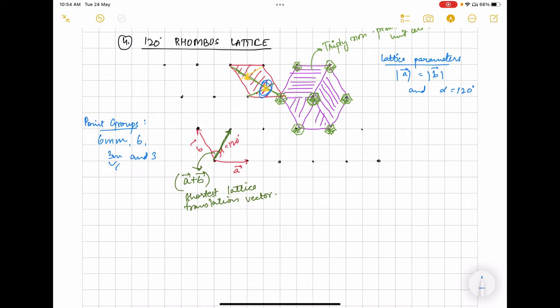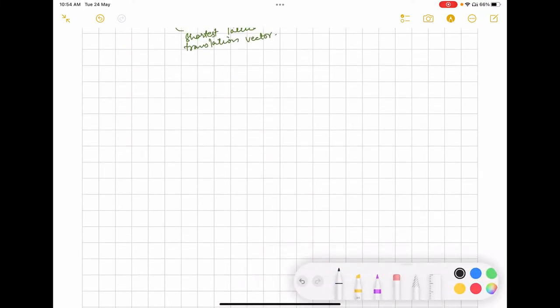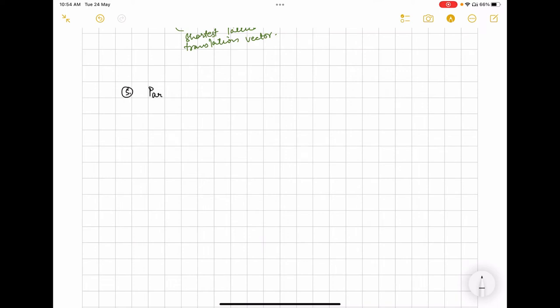Now we have two-fold axes as well along these lines. Here we have a two-fold rotation axis, since after a 180 degree rotation, this point can transform to this one. So we have two-fold rotation as well. Now let us come to the last one, that is a parallelogram lattice. Now this is the most general kind, or an oblique lattice.